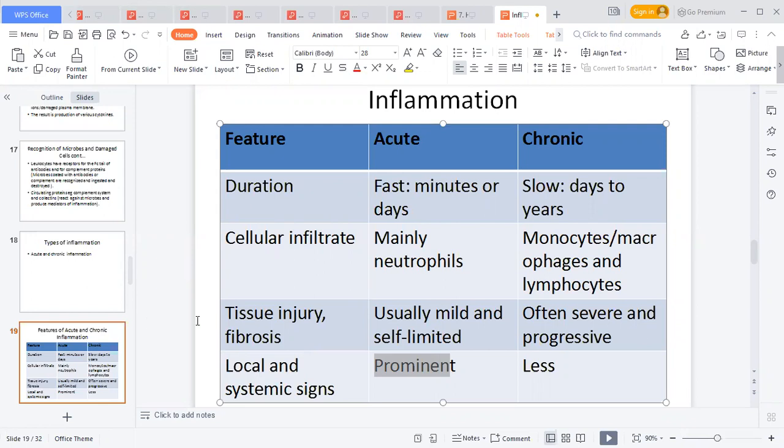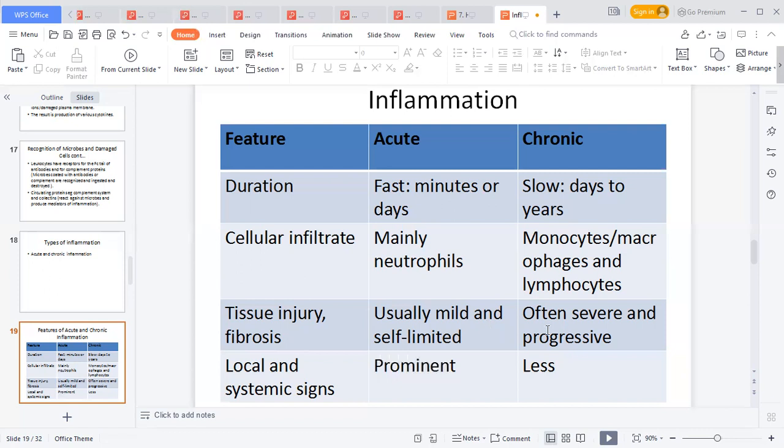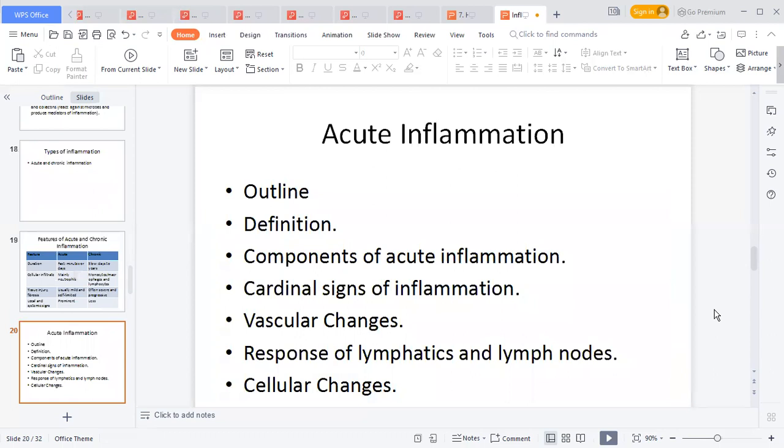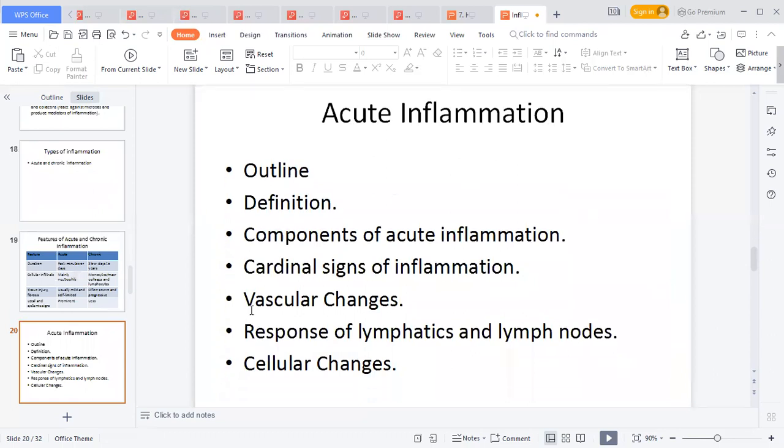So this one, in acute, is prominent because it occurs fast. While this, because the disease is developing at a slow pace, it means that you'll be having problems seeing the local and systemic signs in the chronic inflammation. I don't know if that is making sense, but I cannot explain more than that.